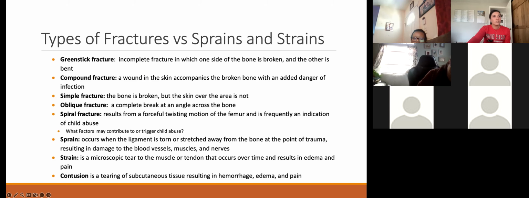A compound fracture has a wound that goes along with the broken bone. So we've got open skin, broken bone. We're going to be at increased risk of infection because of that open wound there. A simple fracture is going to be the opposite. We have a broken bone, but our skin is going to be intact.